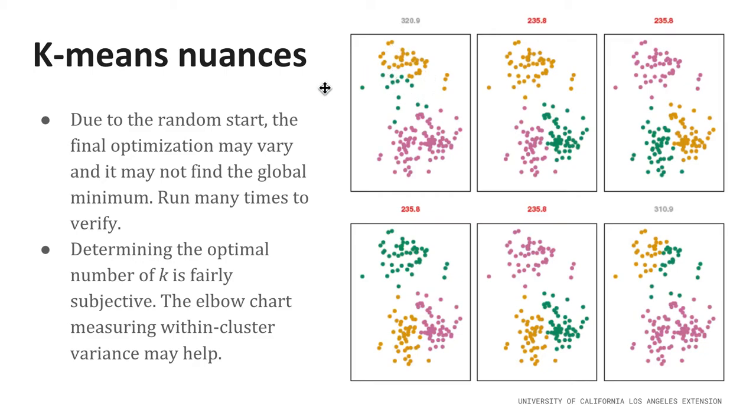And so what you might want to do is just run this many times, and there's a parameter within the R code that lets you do this, but this will make sure that you don't get stuck in a local minima. The other thing that we've mentioned is that you have to set K in the beginning, and this can be fairly subjective. So having an elbow chart to measure the variance, which is what those numbers at the top represent, will help you do that.